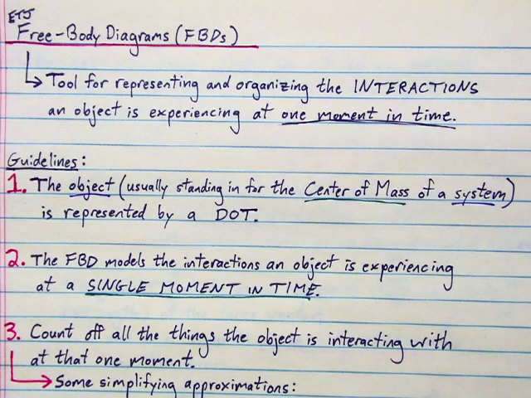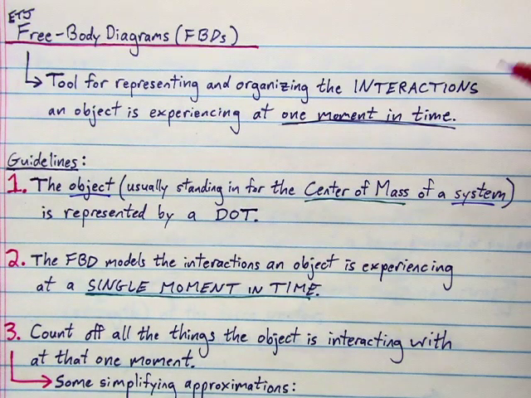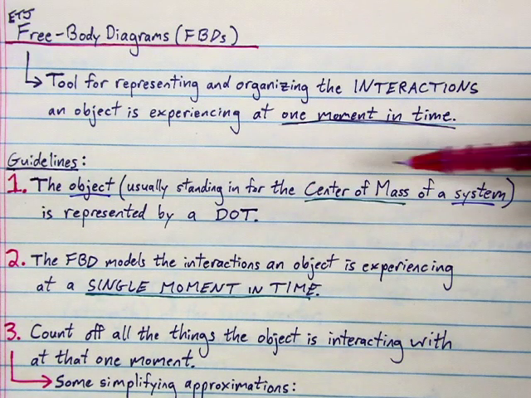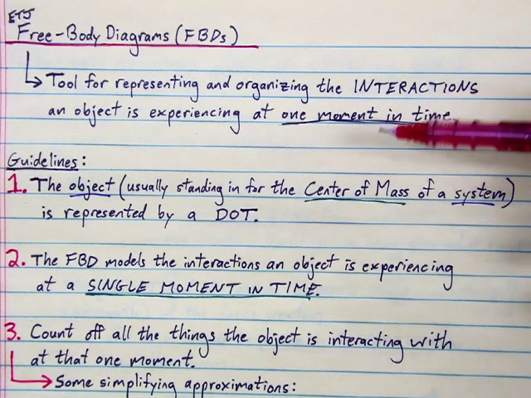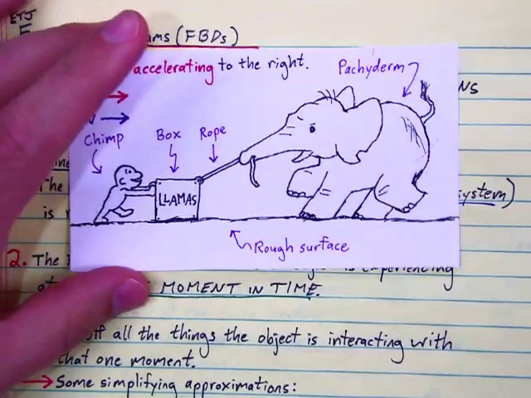A free body diagram is our standard tool for identifying and organizing the interactions that an object is experiencing at one particular moment in time. In this video, I'm going to show you the guidelines and conventions for drawing free body diagrams, and at the end, there'll be a couple of practice problems for you, so be ready for those. Here is the scenario we'll be examining.